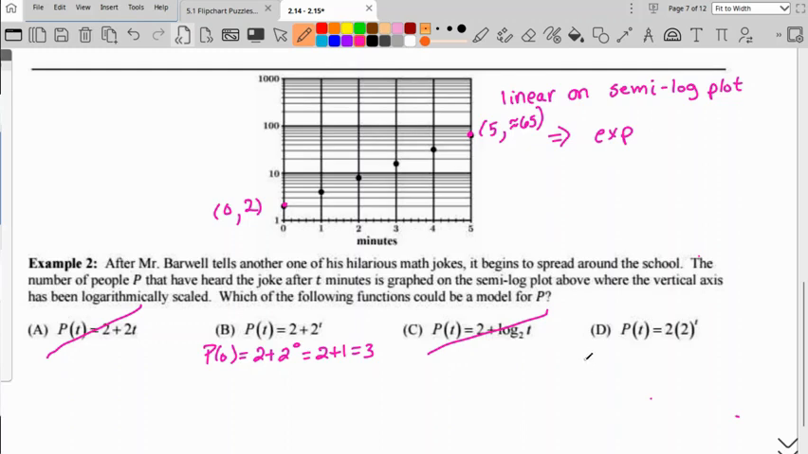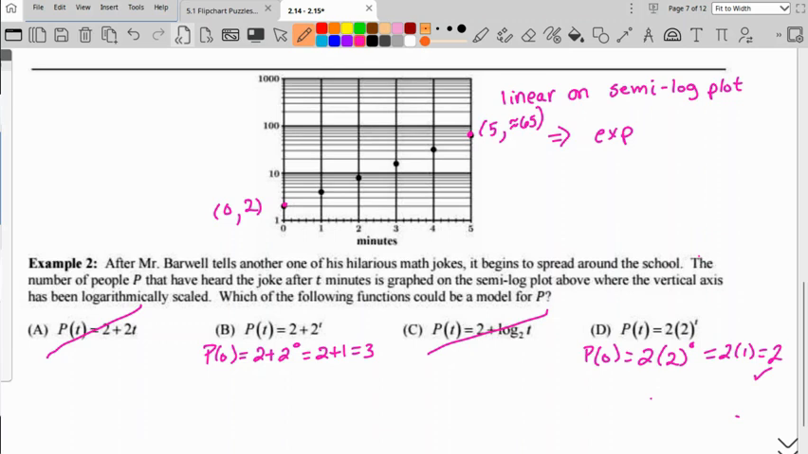If I try the other model, P of 0, that's 2 times 2 to the 0. Anything to the 0 power is 1, and 2 times 1 is 2. And that is our exact model. So that one's definitely okay. But the other one is close enough that I don't feel like we can differentiate between the models with that point.